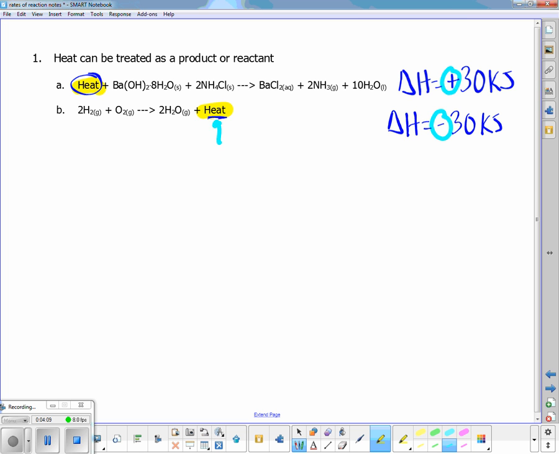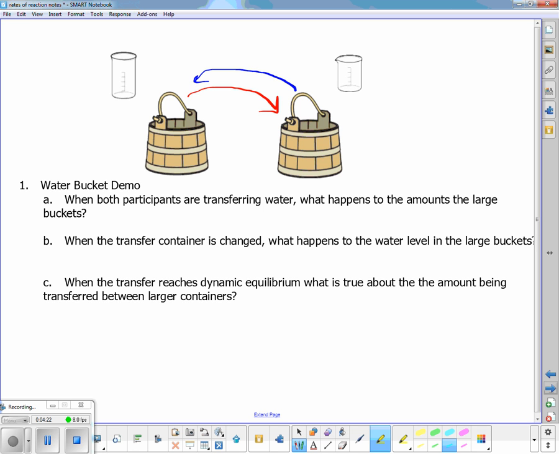Right into the equation, I could have actually put the number. Okay? So if you see a number in an equation that's balanced, you go, what's that doing in my equation? That's heat. Okay? Now, we're going to talk about why we need to know that coming up.